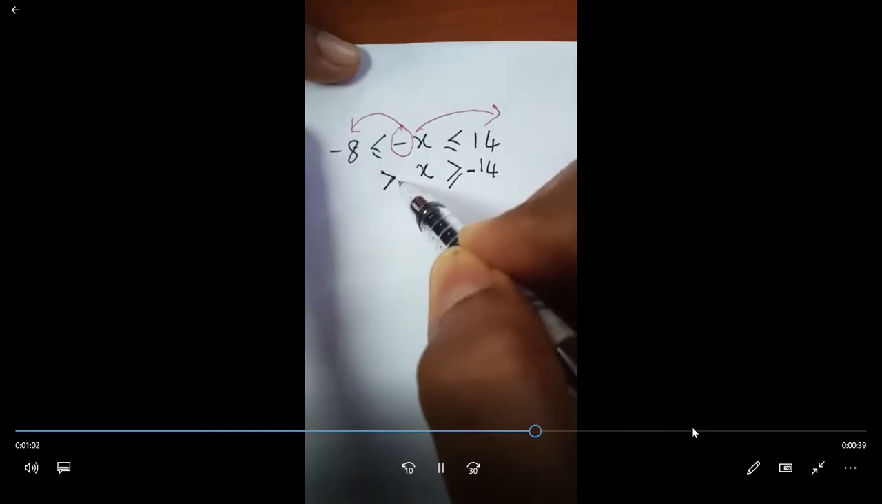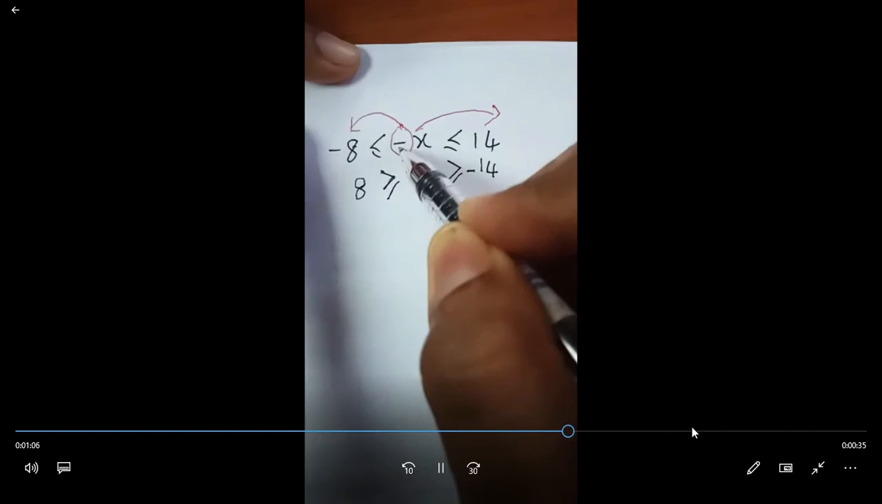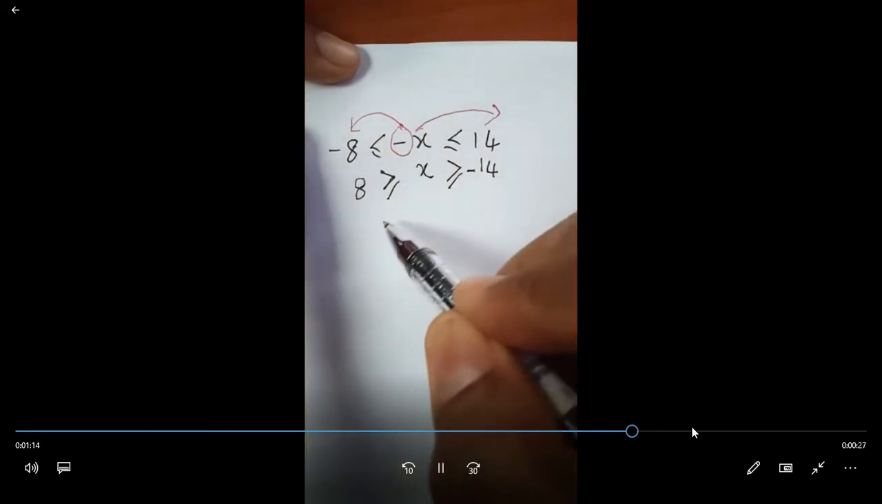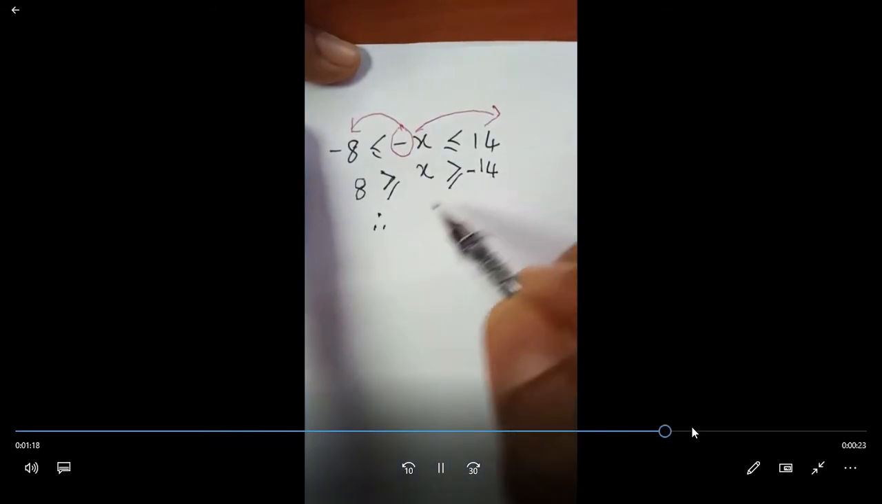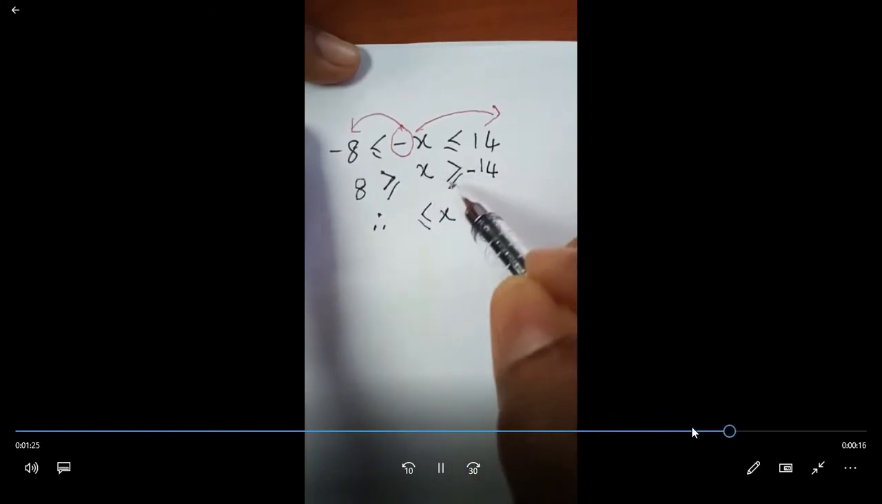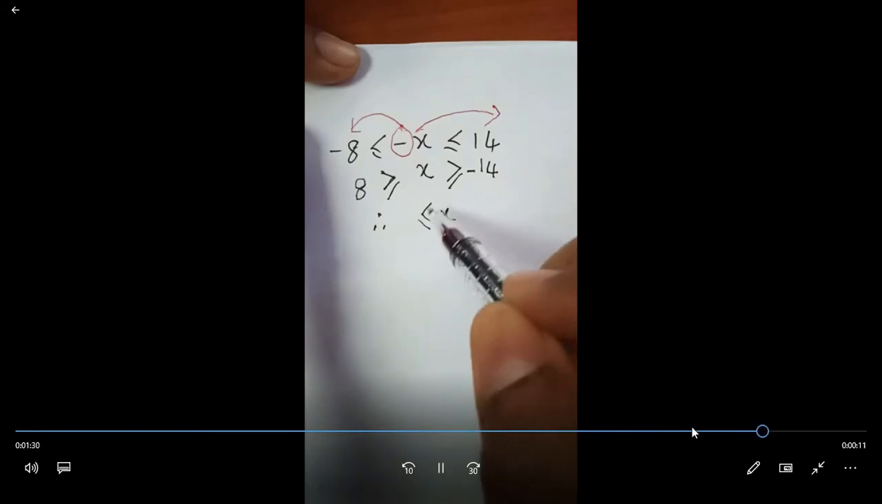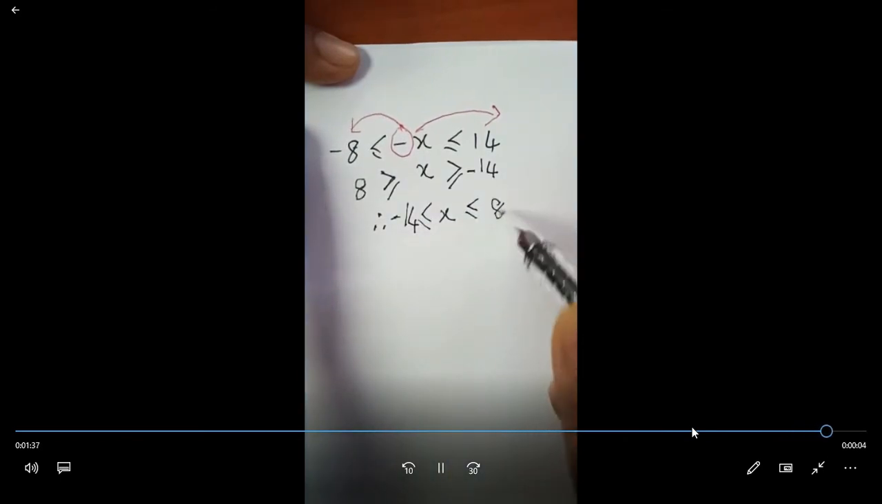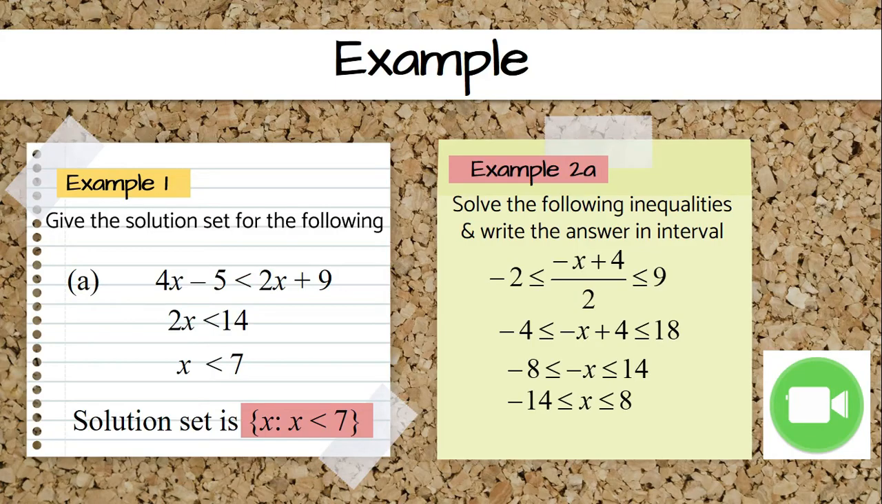So x becomes less than or equal to 8, because negative, negative becomes a positive, and negative, positive becomes a negative. Therefore, for your final answer, please make sure the negative is on the left. So how to read this one? x is more than or equal to negative 14, so you write down x is more than or equal to negative 14 and less than or equal to 8. Okay, understand? Therefore the final answer is x more than or equal to negative 14 and less than or equal to 8. Now we try to write down the solution in interval notation, a square bracket because it is equal, so negative 14.